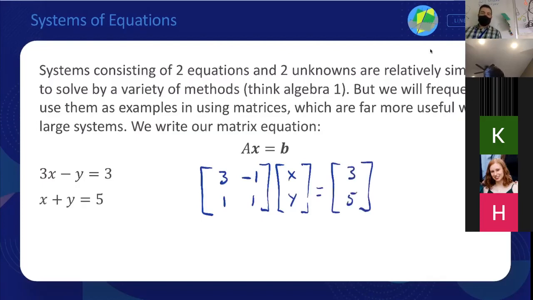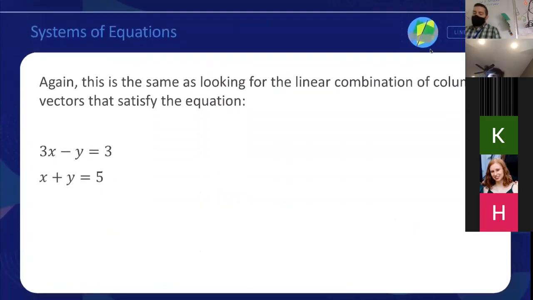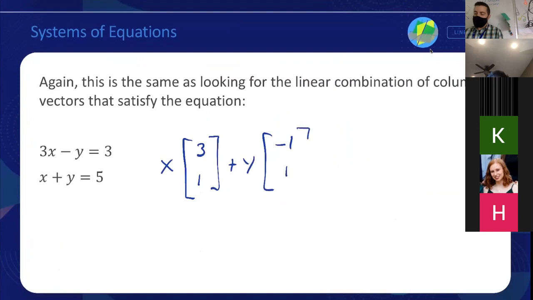So you're just practicing putting the system of equations into a matrix equation here. If you multiply it out, you should get your system of equations back if you did it correctly. And again, this is the same as a linear combination of column vectors. So we put it all into a matrix, but if you look at each column of that matrix, they're the coefficients of one of the variables. So you could look at this also as just x times the column 3, 1 plus y times the column negative 1, 1 equals 3, 5. Right? We could break up that matrix equation into each column times a variable. It's the same thing, right?